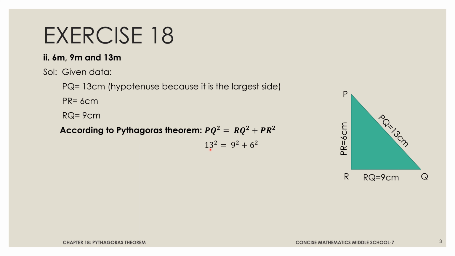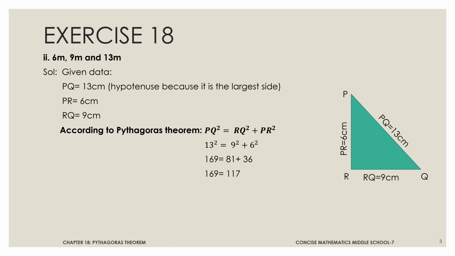Now just multiply this twice because it is 13 square. 13 into 13 will be 169, is equal to 9 into 9. 9 square means 9 into 9, 81. 6 square means 6 into 6. So 6 sixes are 36. Now just add 81 plus 36. So you will get 117.